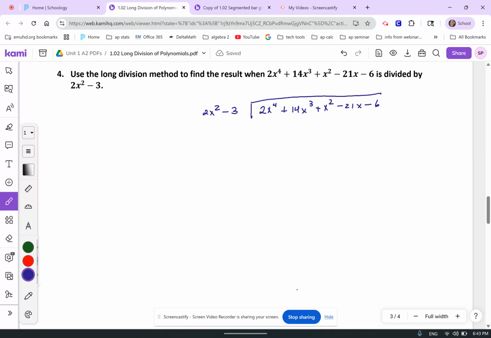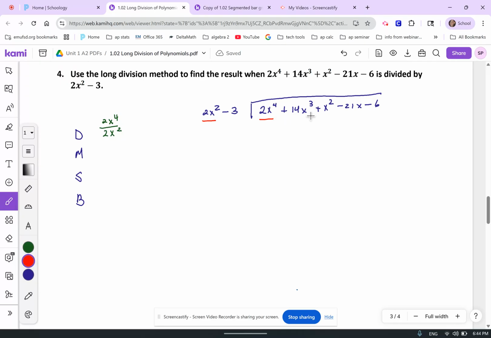So first, let's go ahead and write out the steps. We're going to divide, multiply, subtract, bring down. So I want you to underline the first term in the dividend and the first term in the divisor. And with the division step, what you're going to do is say, how many times does 2x squared go into 2x to the fourth? So 2 divided by 2 is 1. X to the fourth divided by x squared is x squared.